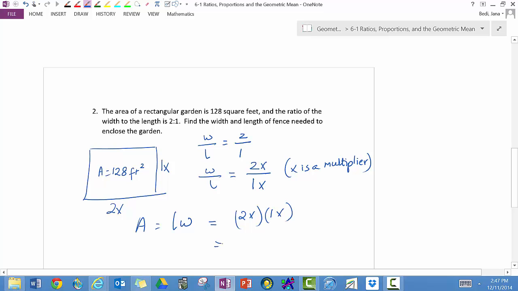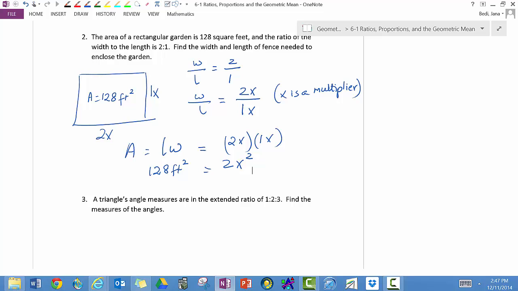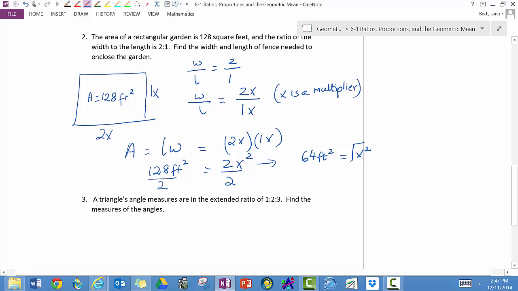I also know that it is 128 feet squared. So 128 feet squared is equal to 2x squared. So let's continue over to the right. I'm going to divide both sides by 2 because I'm solving for x squared. So I will get 64 feet squared is equal to x squared. Take the square root and take the square root, and you get x equals plus or minus 8 feet.